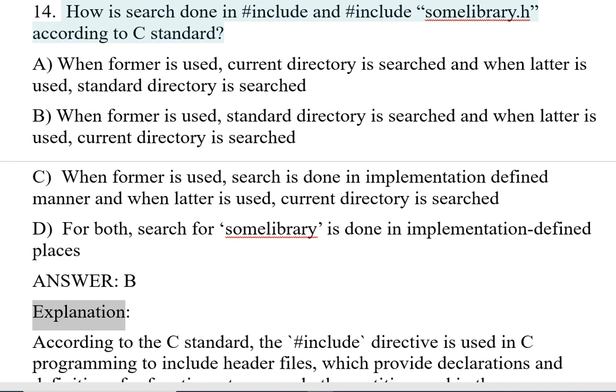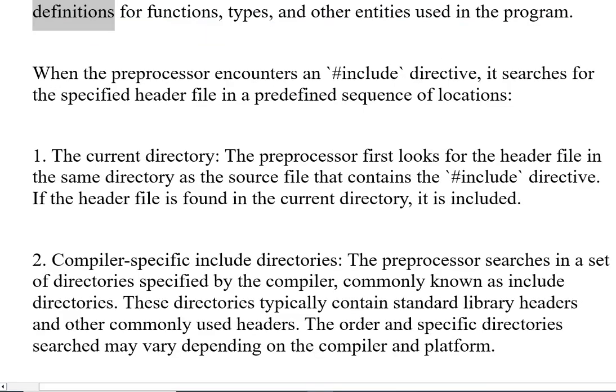Explanation. According to the C standard, the #include directive is used in C programming to include header files, which provide declarations and definitions for functions, types, and other entities used in the program. When the preprocessor encounters an #include directive, it searches for the specified header file in a predefined sequence of locations. 1. The current directory. The preprocessor first looks for the header file in the same directory as the source file that contains the #include directive.